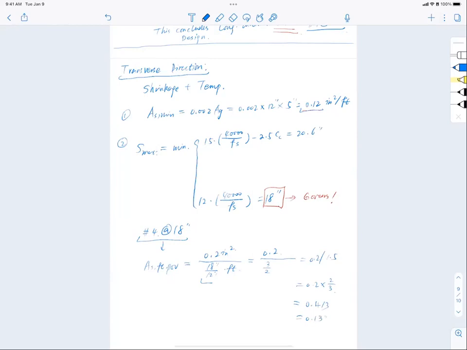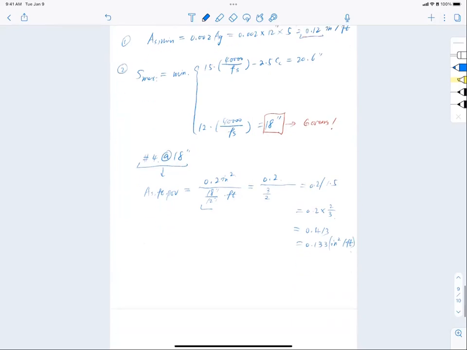0.13 inch squared per foot. I neglected the unit. Okay, carry the unit all the way through. Okay, so that is how much I provided. So check this number, and I realize that this number is indeed bigger than the requirement. What is the requirement? Requirement is 0.12 inch squared per foot, isn't it?